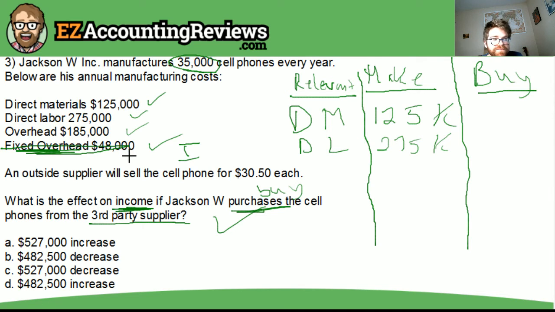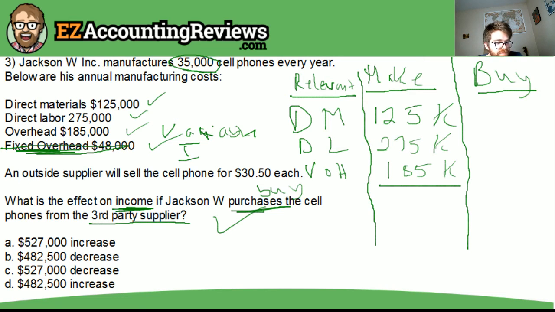Now overhead, it depends on what it is. If you see variable overhead, which I'll put right here, that's usually what it is, variable. Most variable costs are relevant, so you can write that down too. Most variable costs are relevant, most fixed costs are irrelevant. So if it's relevant, we have to use it. And I'll put VOH for variable overhead, and that's 185K. All right, so let's put a line here.